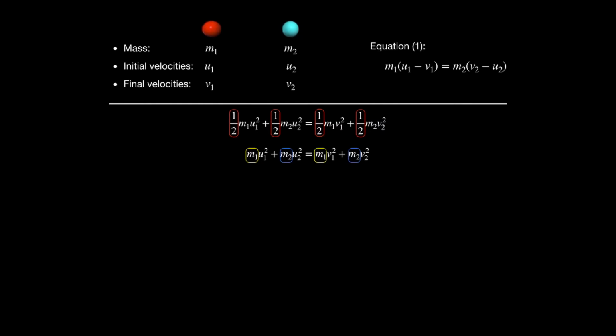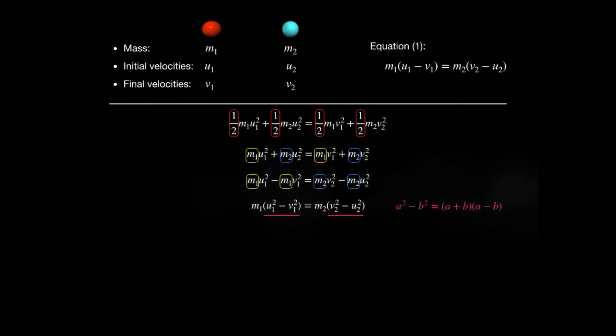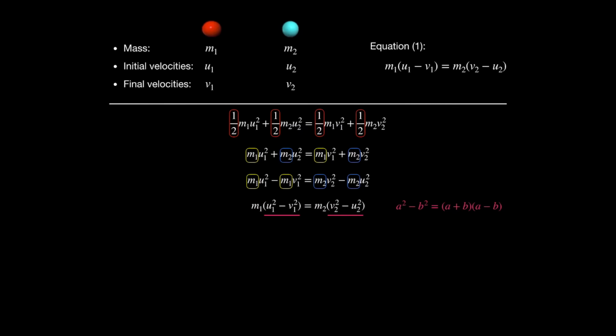Now, let's factorize the equation. First, move the terms with m1 to the left, and the terms with m2 to the right. Then, obtain the common factors. Okay. So far so good. Next, expand these two underlined terms using this algebraic expansion formula. Trust me, this formula is correct. You can plug in any numbers into A and B. Alright. After expanding, the equation becomes this.